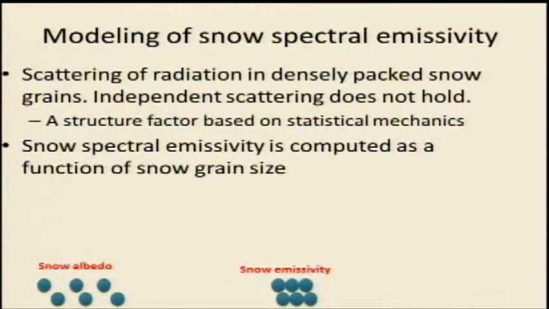And then we can compute this spectral emissivity as a function of snow grain size. So in the GCM, like the CAM or CESM, the snow grain size is a prognostic variable computed from the snow physics module. Then they calculate the snow albedo also in a prognostic way. So here we can make it consistent, make the spectral emissivity be computed in a similar way.